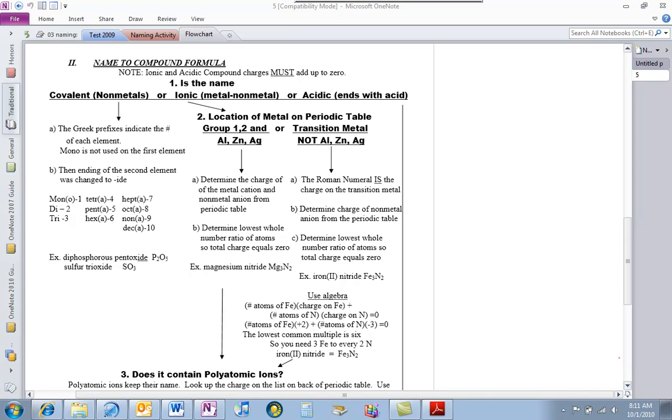Right, so when you're looking at the second flow chart here, the back of your flow chart, this time we're going from name to compound. We're still going to ask ourselves the first question: is it covalent, ionic, or acidic? And the way you're going to tell acidic is it's going to end with the word acid.